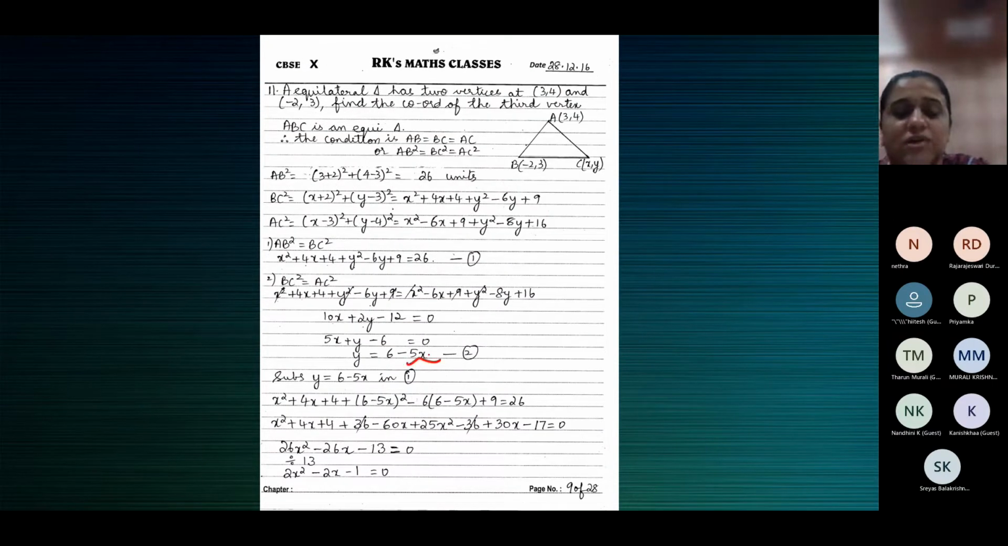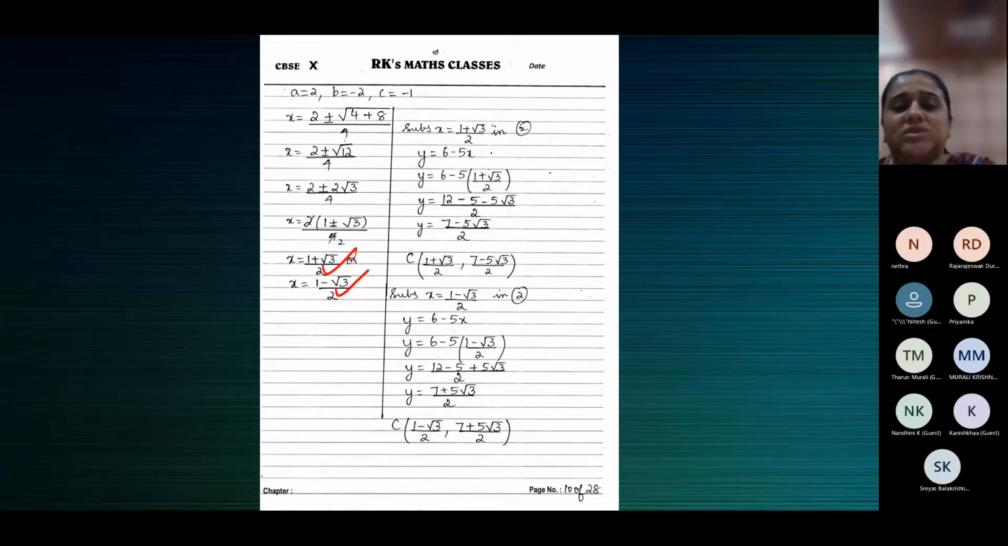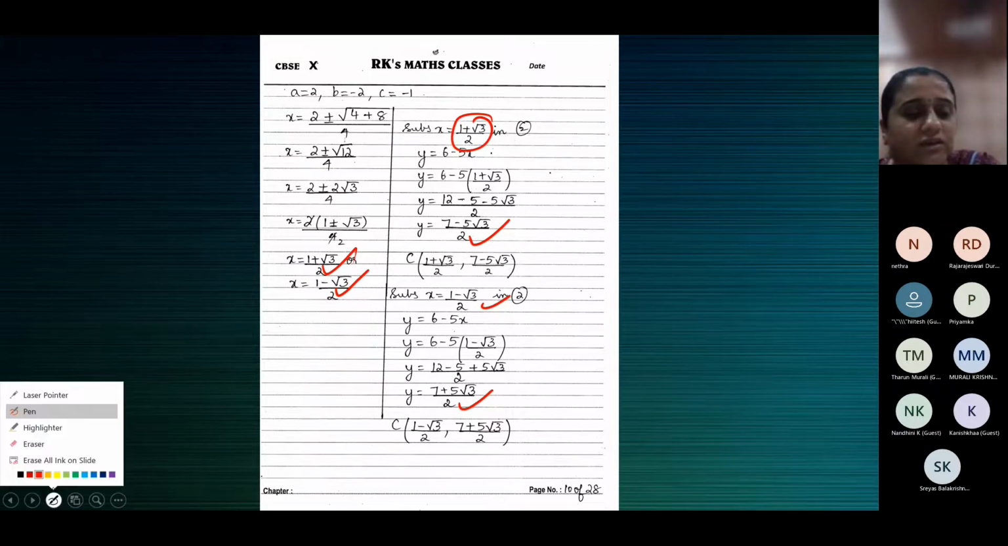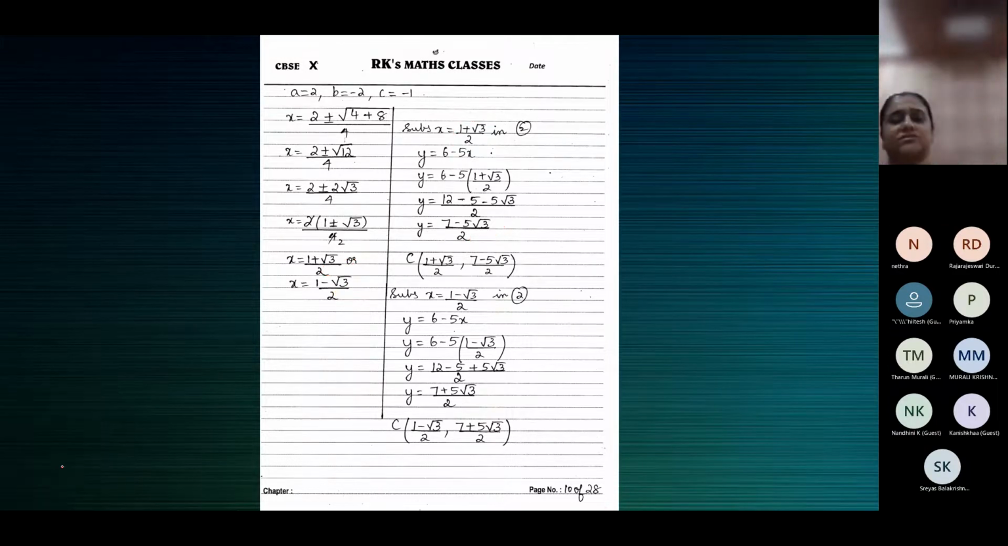In this one, we got two values for x. Now find the corresponding values of y. So here in place of x, use the first one, (1 plus root 3) by 2. You will get the corresponding value of y. Again, when you use (1 minus root 3) by 2, you will get the corresponding value of y. So like this, we found the coordinates of the third vertex, C. You can see here, C is given by this address or this address or this address.